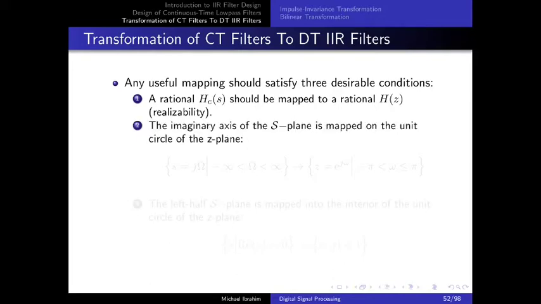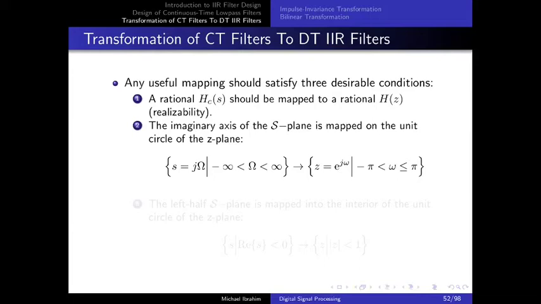The second condition is that the imaginary axis in the S domain, the j omega axis, must be mapped on the unit circle in the Z plane. That is, S, which is equal to j omega, or in other words, sigma is equal to 0, for omega going from minus infinity to positive infinity, must be mapped to Z equal to e to the power j omega, or in other words, r equal to 1, for omega going from minus pi to pi.